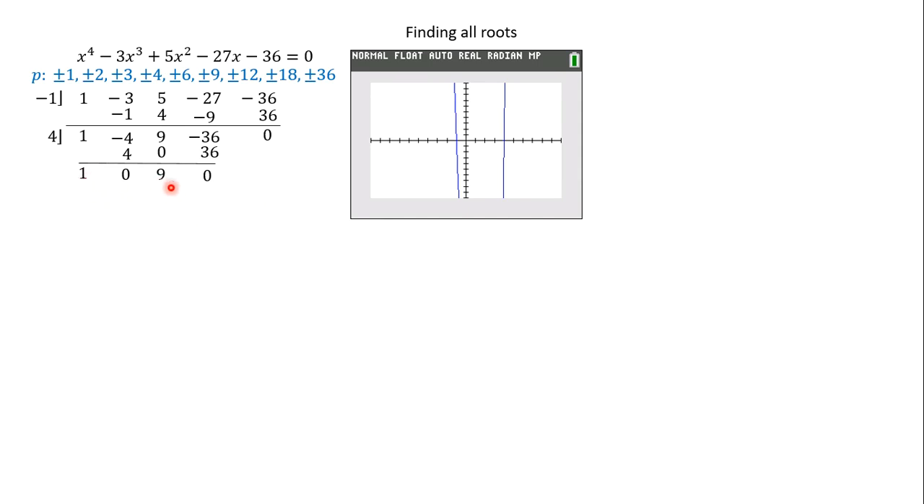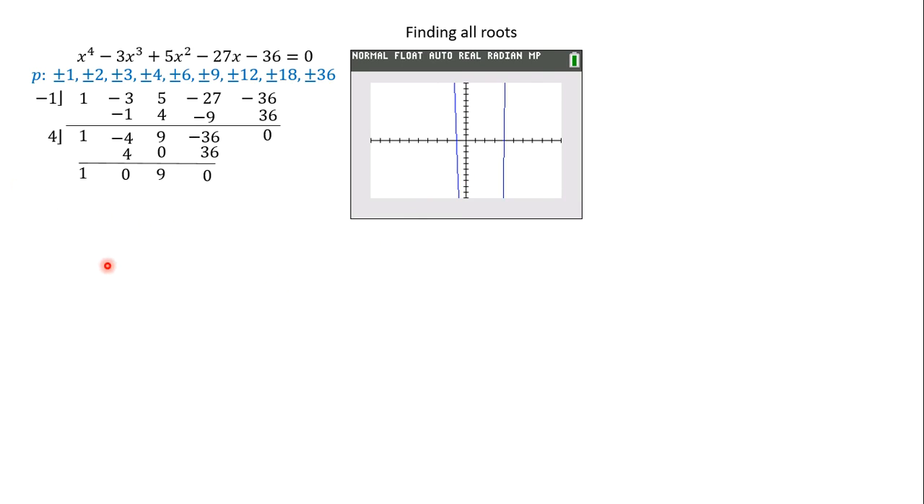x squared plus 9 equals 0. We can deal with x squared plus 9 equals 0. That's not going to be a problem. But what this did is it allowed us to make these two good guesses instead of having to go through a whole bunch of trial and error. That's what the graphing calculators can help us with.